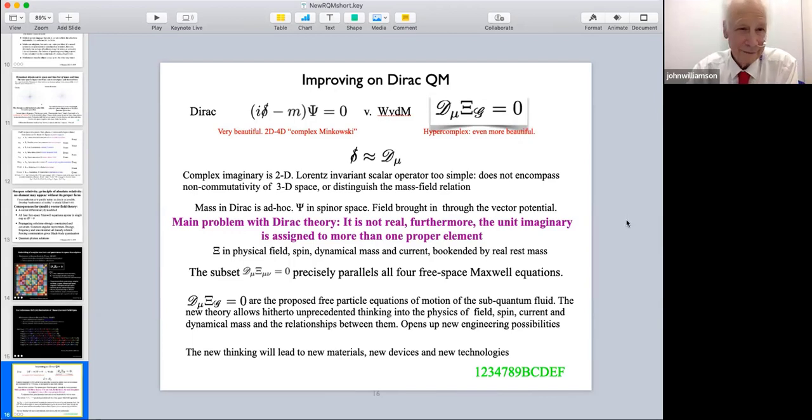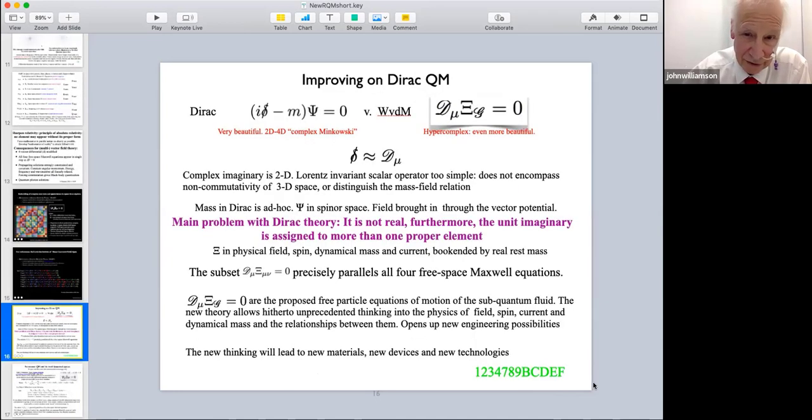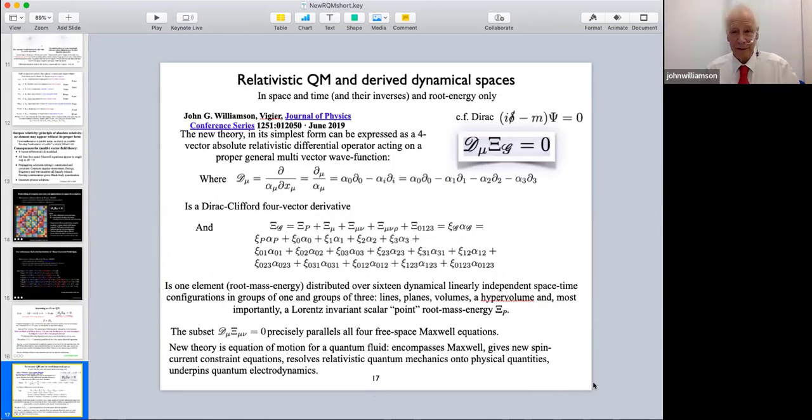Okay, here we are. So that's the base theory. Now, I've put down here in green 1, 2, 3, 4, 7, 8, 9, B, C, D, E, F. I'm claiming that this theory can do all of those things, but let me develop the theory further. That's the first thing to do. So let's actually develop the theory and write down what the theory is properly.